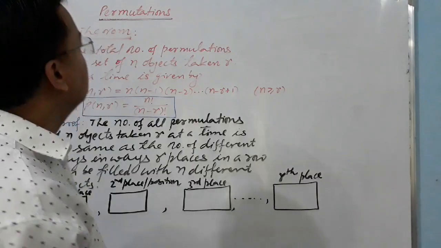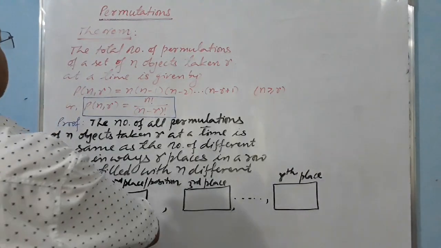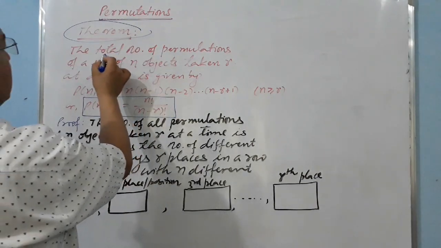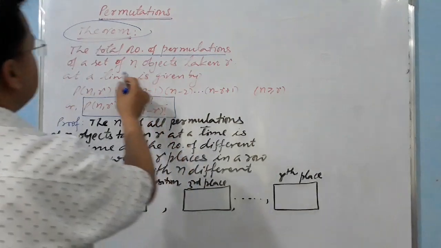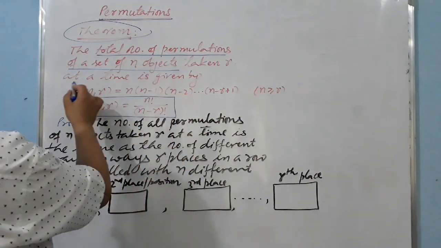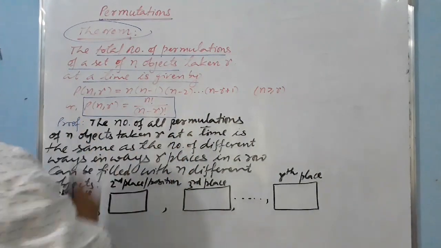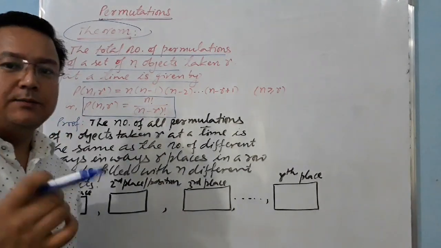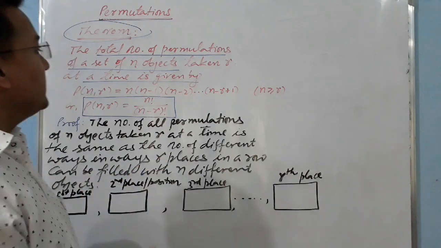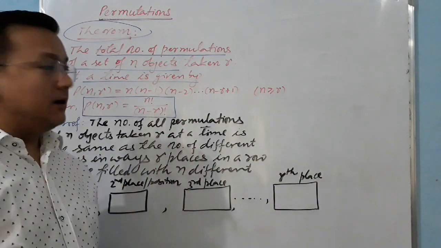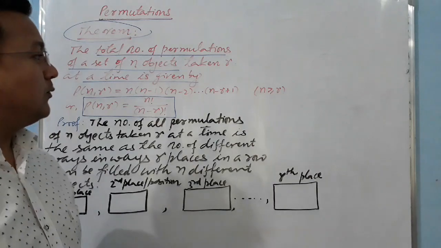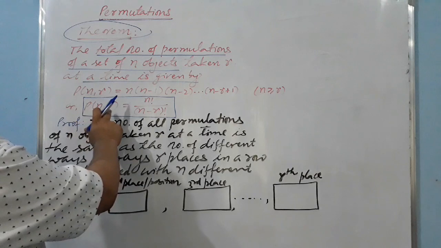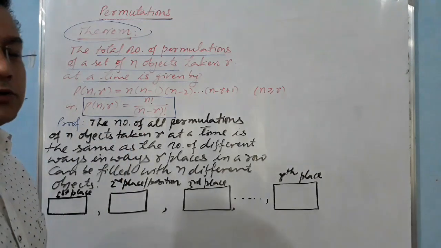Let's see the theorem. Very important theorem. What is the theorem? Total number of permutations of a set of n objects taken r at a time is given by P(n, r) = n × (n-1) × (n-2) × ... × (n-r+1), where n is greater than or equal to r, or P(n, r) is equal to n factorial.